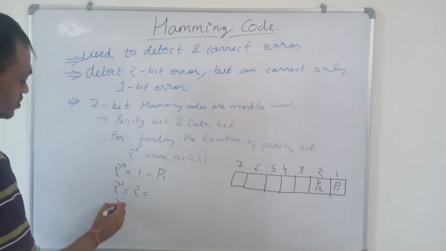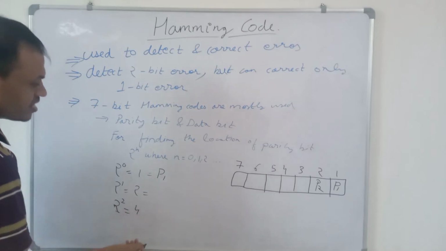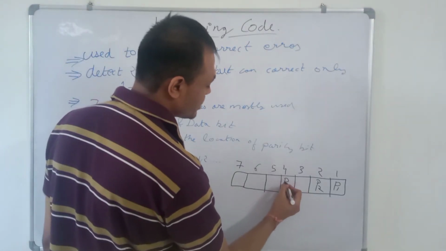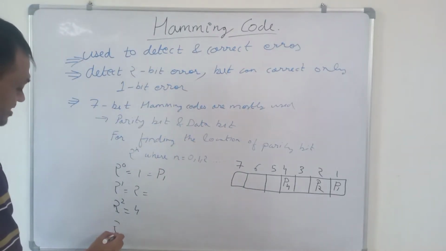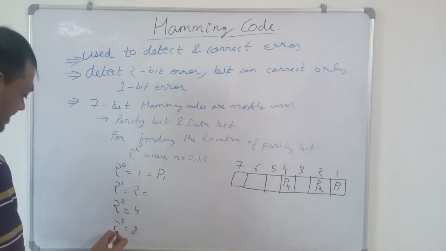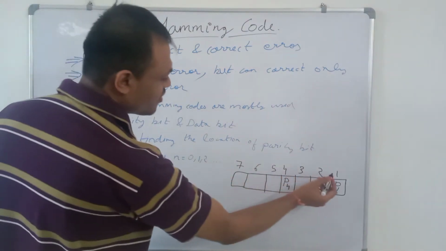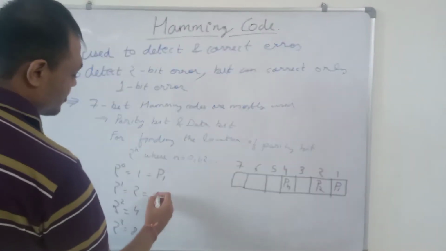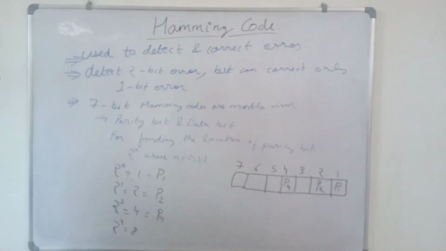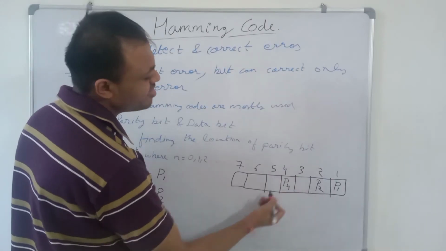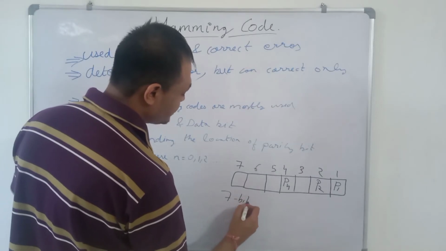Then 2 to the power 2 is 4. So we will have a parity bit at the fourth position, P4. And 2 to the power 3 is 8, but we don't have 8 bits here, we have only 7 bits. So we will stop here. So we have 3 parity bits, P1, P2 and P4. This is universal, that a 7-bit Hamming code has 3 parity bits.